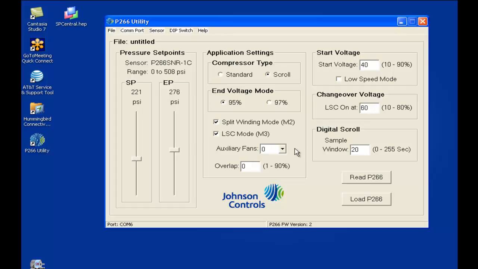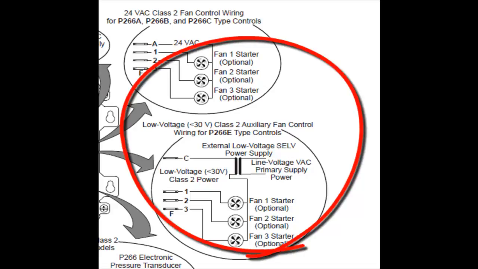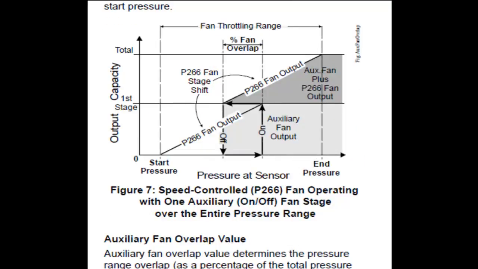Lastly, you can select the number of auxiliary fans that are used in the application. You can set the P266 series control to cycle on and off up to 3 additional fixed speed fans, or in the case of a variable speed fan, you can control 3 speeds on that variable speed fan. 3 low voltage circuits can be wired to auxiliary fan starters or the stage starters in the case of a variable speed fan.